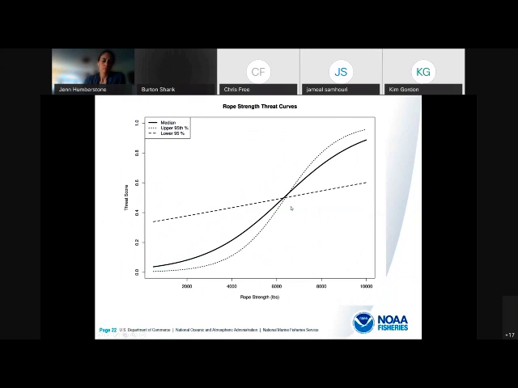Because we were concerned about being able to portray uncertainty in this, we use bootstrapping to give us basically upper and lower 95th percentiles on this threat model. And then that's included in the output for these models. And I think that my time is up, so I'll stop there.